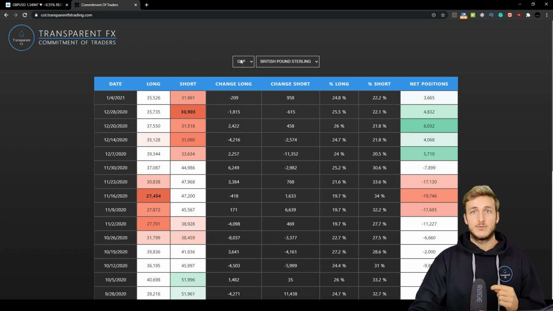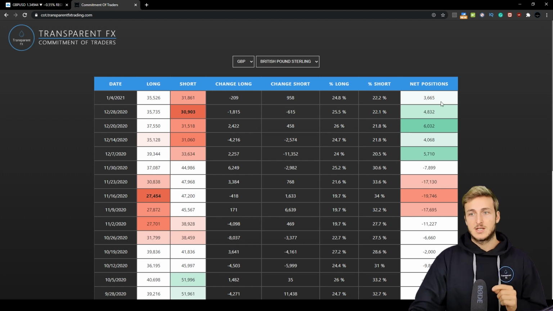Now, if we check the data for the pound, what we are actually checking is pound USD, because keep in mind that all currencies on the spot are traded against the USD. So if you're checking the data for the GBP, you are actually already checking GBP USD.